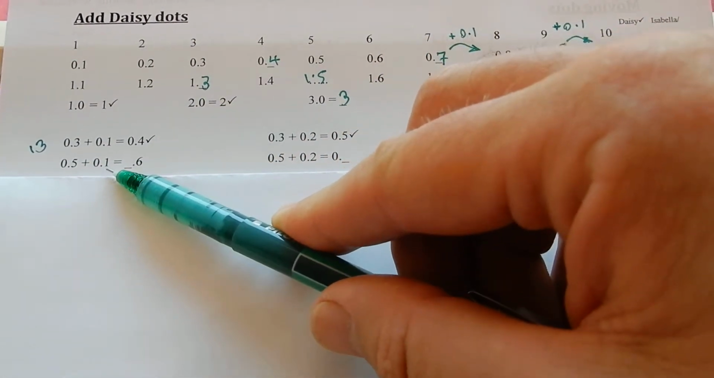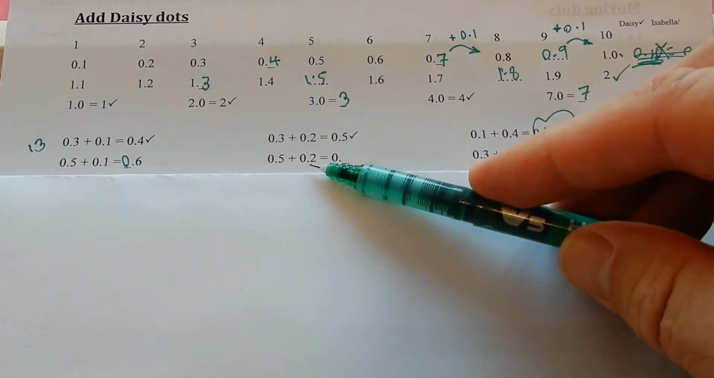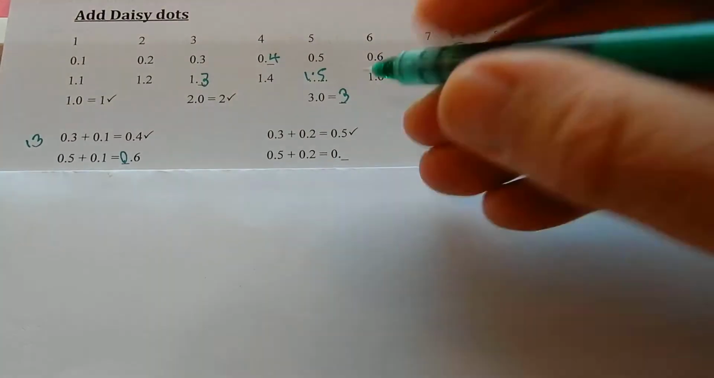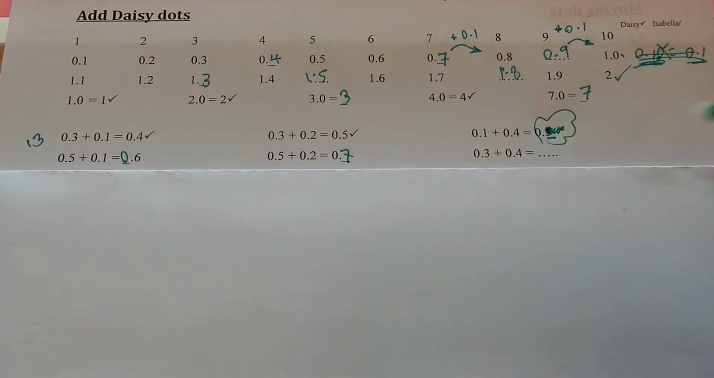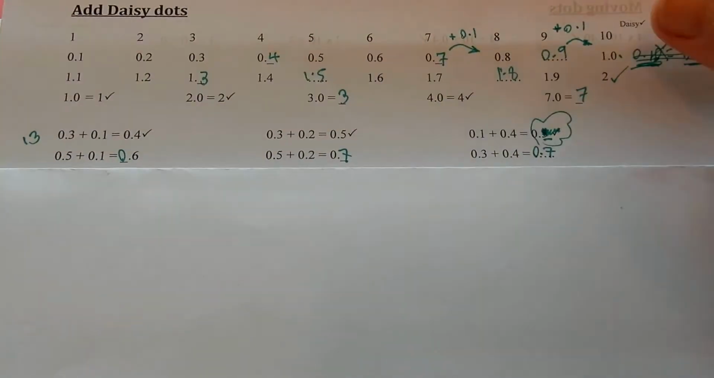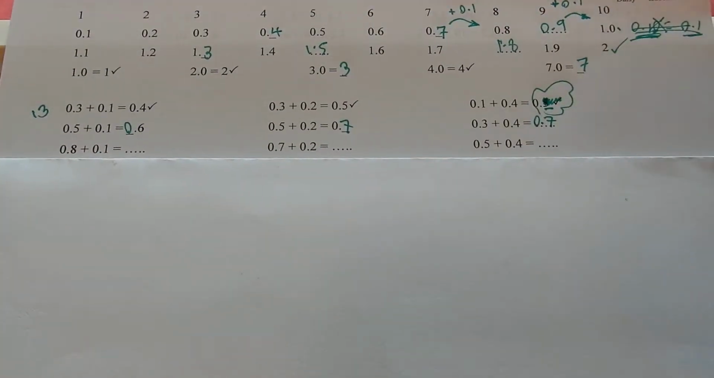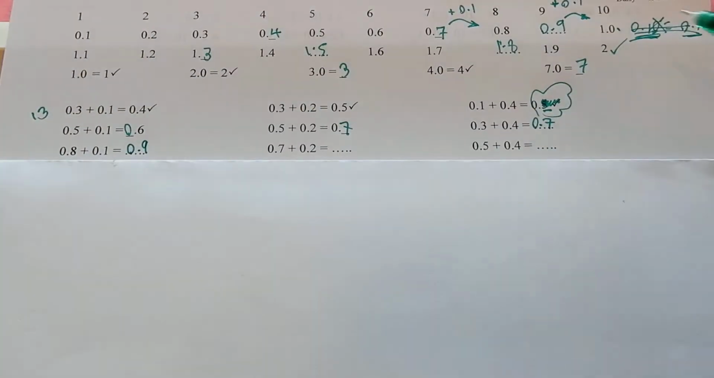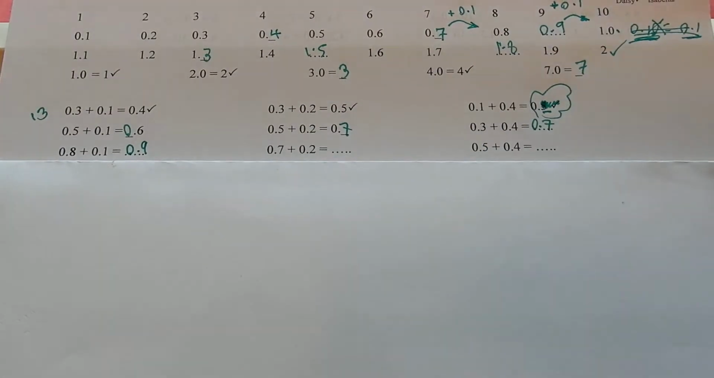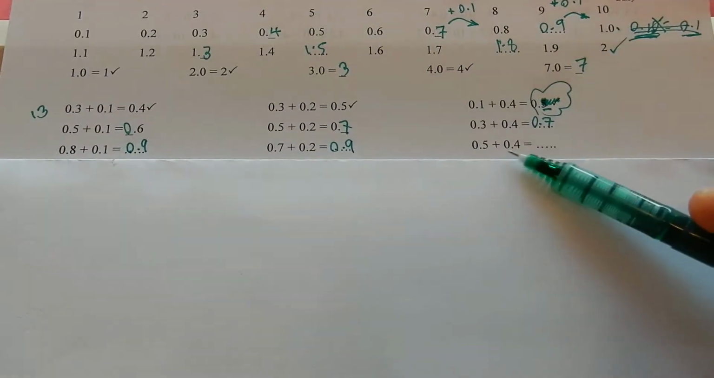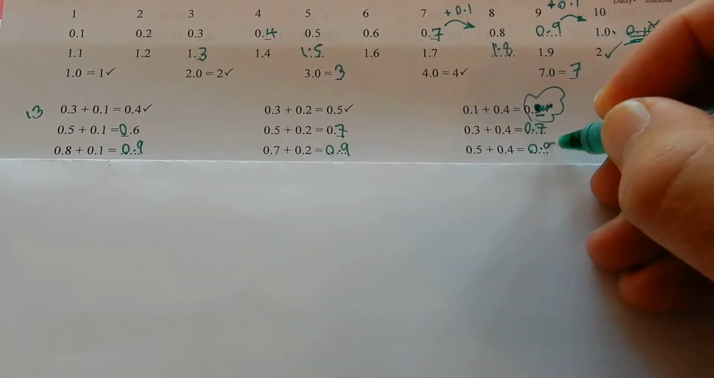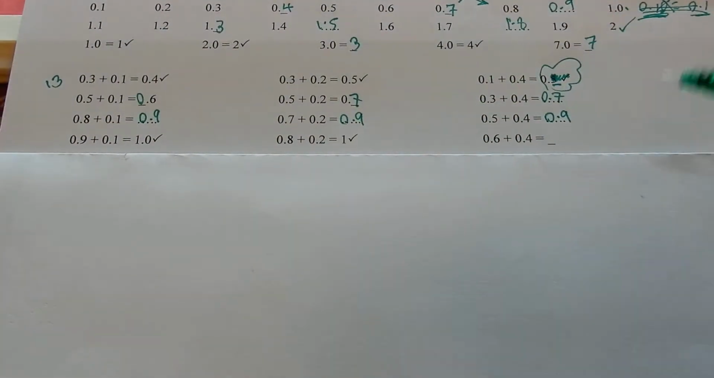0.5 plus 0.1. 5 plus 1, 0.6. 0.5 plus 0.2. 5 plus 2, 0.7. 0.3 plus 0.4. 3 plus 4, 0.7. Adding decimals. 0.8 plus 0.1. 8 plus 1, 0.9. 0.7 plus 0.2. 7, 8, 9. 0.9. 0.5 plus 0.4. 5 plus 4 is 9. Cool. Oh, they're all the same.